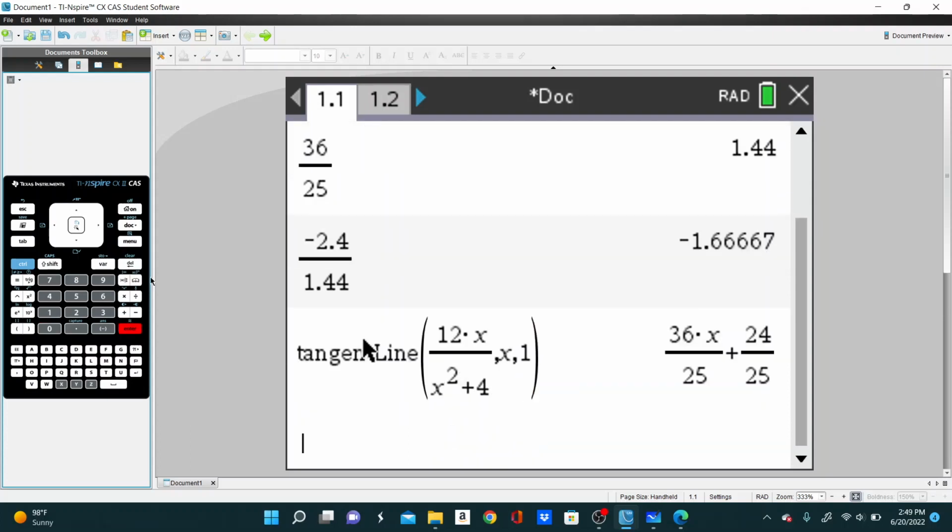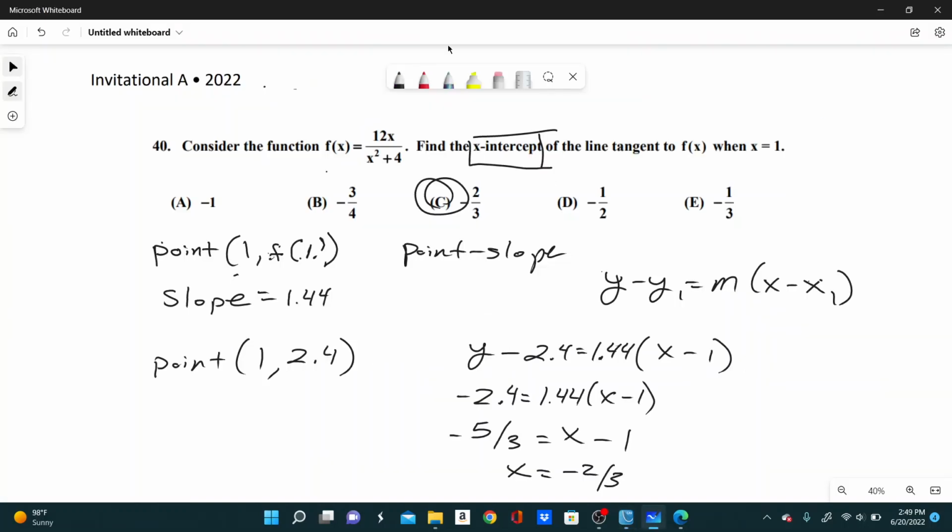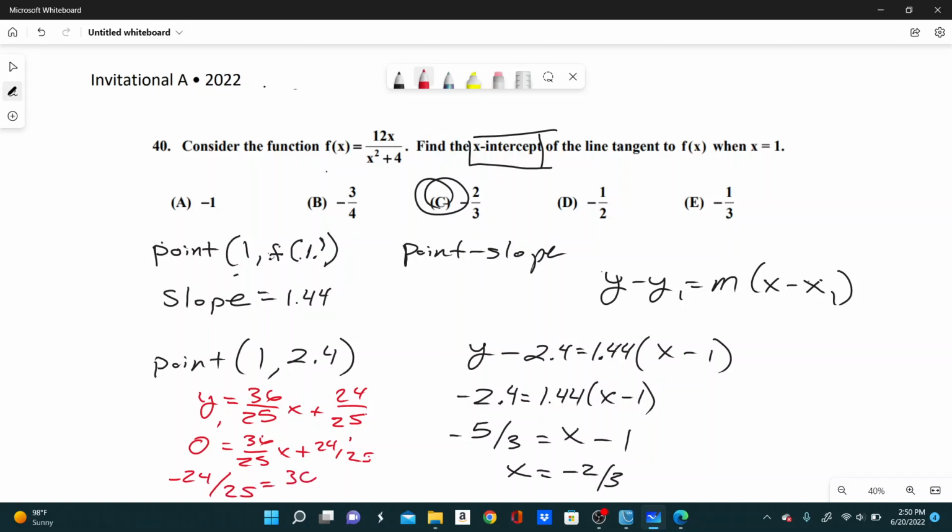So we get y equals 36x over 25 plus 24 over 25. So let's see, we get y equals 36 over 25x plus 24 over 25. And then same thing as before, you know the x-intercept has to happen when y equals 0. So we'll say 0 equals 36 over 25x plus 24 over 25. So you can say negative 24 over 25, if we subtract that from both sides, equals 36 over 25 times x. And then divide both sides by 36 over 25.